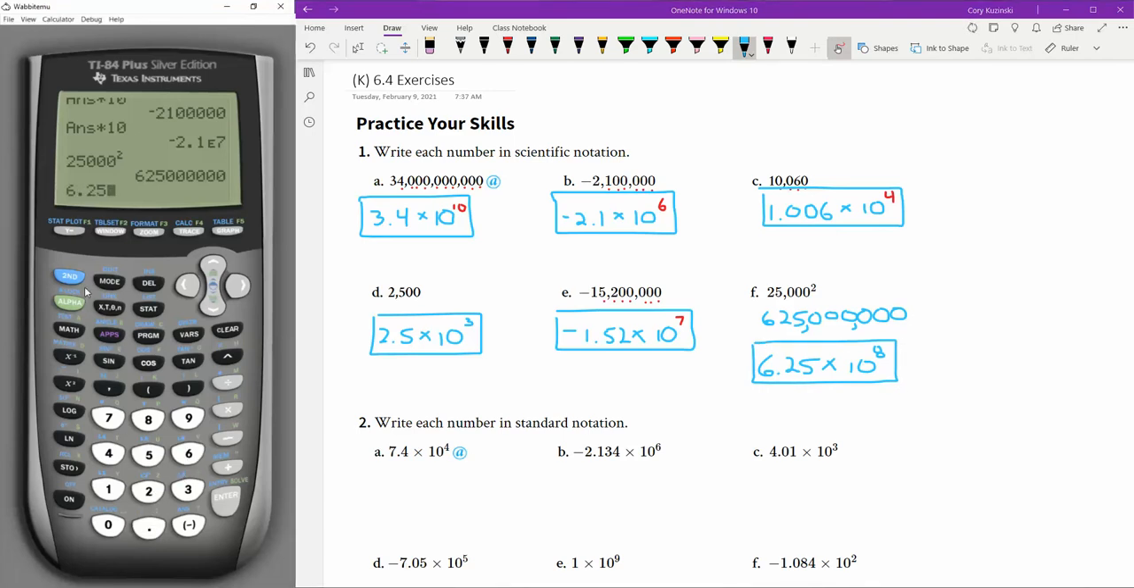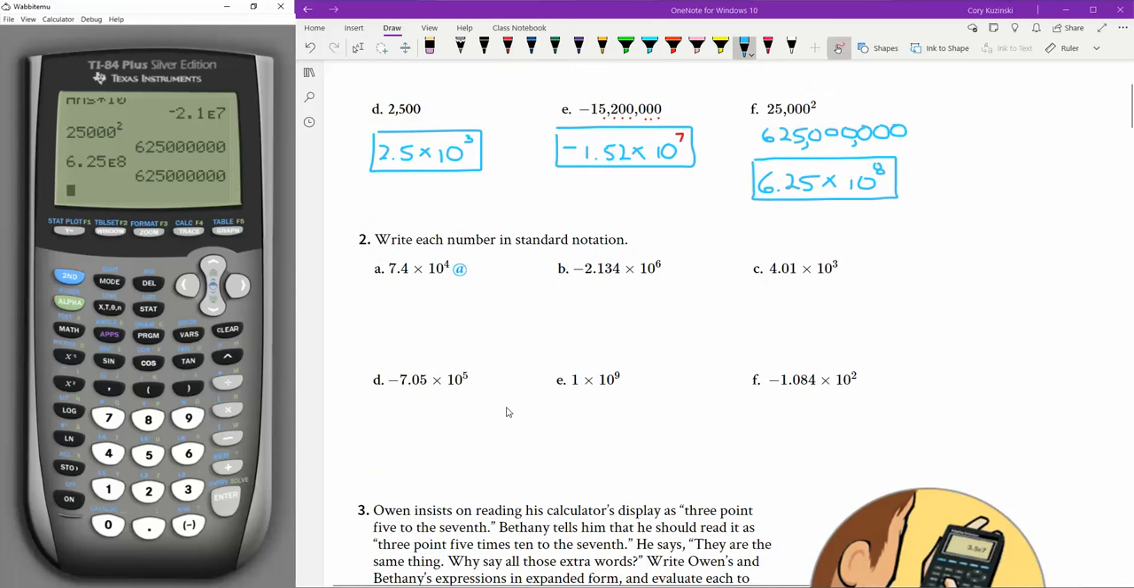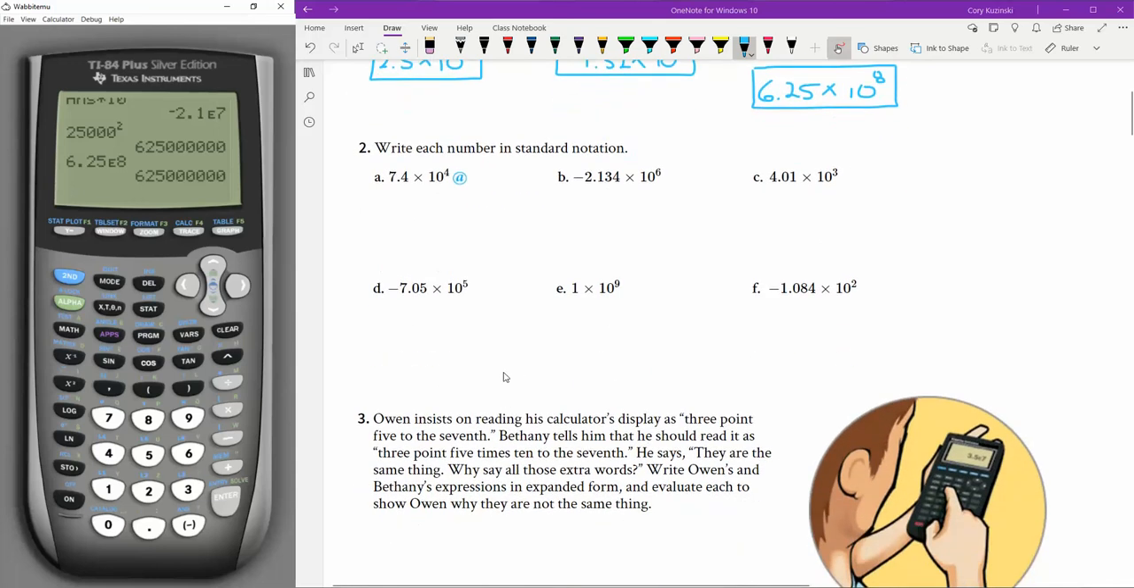6.25. If you hit second and the comma button, there's times 10 to the power of, and you can just put the 8 in, and it turns it into 625,000. All right, next up, we're going to go from scientific into standard now. Okay, so we're going backwards.